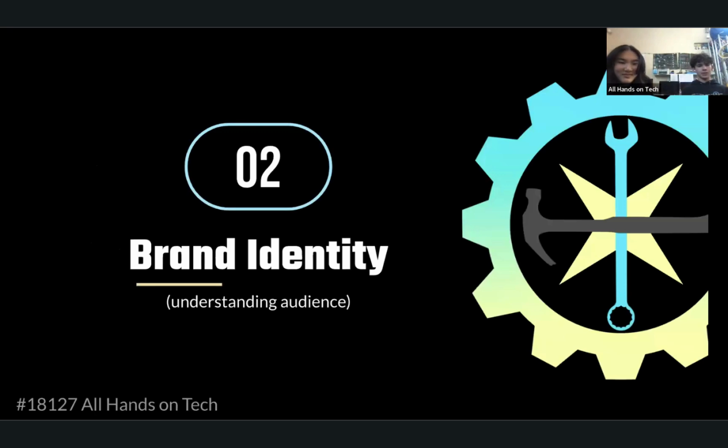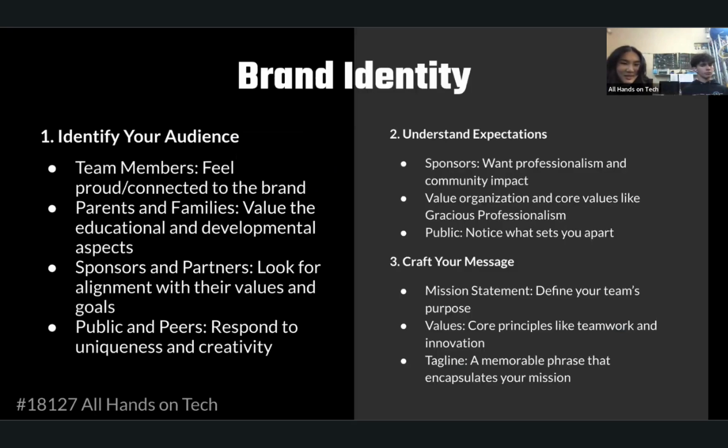Number two, brand identity. Okay, so brand identity has multiple parts. The first part is identifying your audience. So your team members want to feel proud and connected to the team, and parents and family want to value the educational and developmental aspects of the team. Sponsors and partners look for alignment with their values and goals. And then like everyone else, the public and peers respond to the uniqueness of your team and creativity.